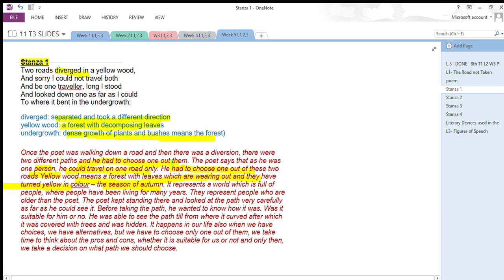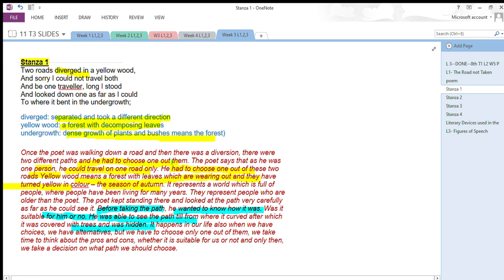The poet kept standing there and looked at the path very carefully as far as he could see, just to look at the path. Before taking the path, he wanted to know how it was. Was it suitable for him to go or not? He was able to see the path till from where it curved, after which it was covered with trees and it was hidden and he couldn't see further.